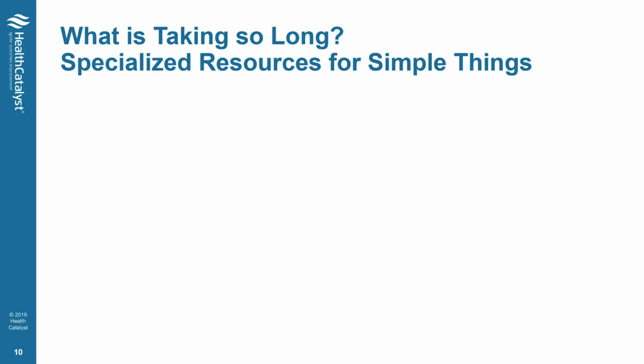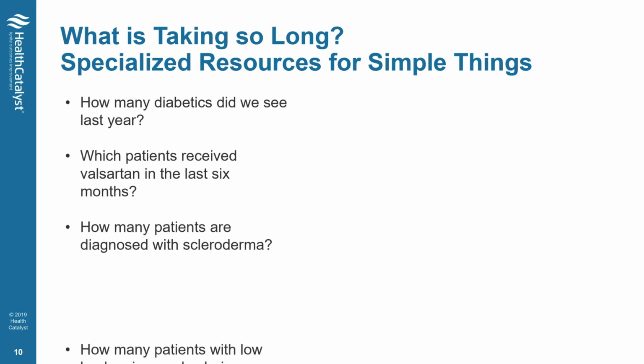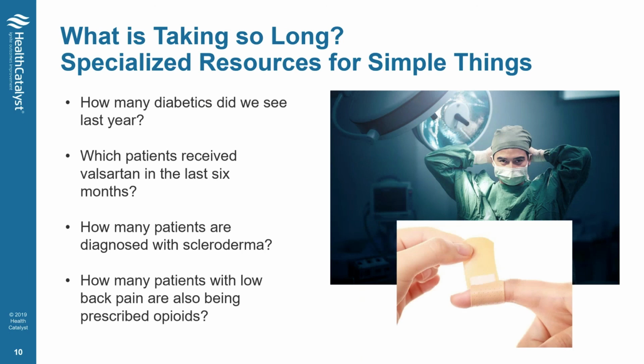So another thing that takes so long in analytics is using specialized resources for simple things. So every time you ask an analyst questions like how many diabetics did we see last year, which patients received valsartan in the last 6 months, how many patients were diagnosed with scleroderma, how many patients with low back pain are also being prescribed opioids, these analysts are highly trained, and these questions are fairly simple, or they should be fairly simple to get. So asking a highly trained analyst questions like this, it's kind of like asking a surgeon to administer a Band-Aid. There's just better uses of the analyst's time.